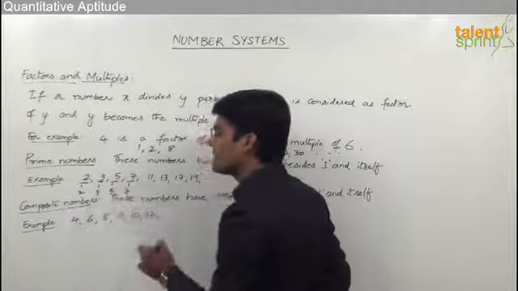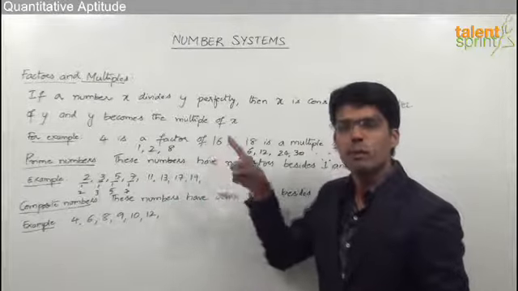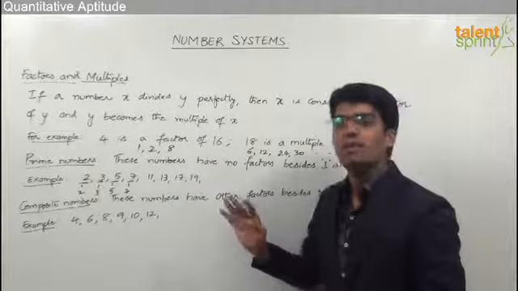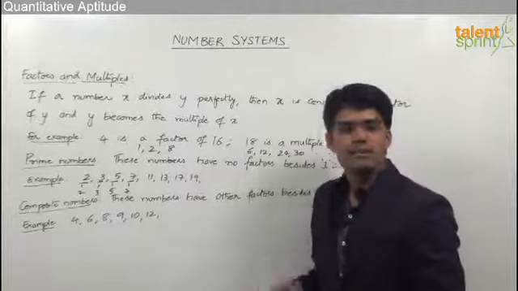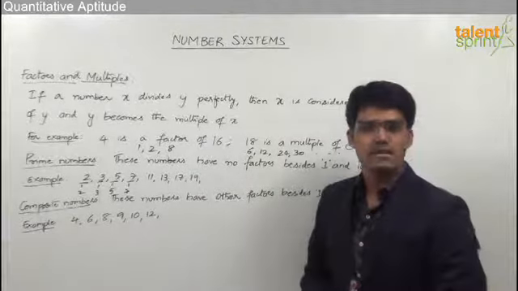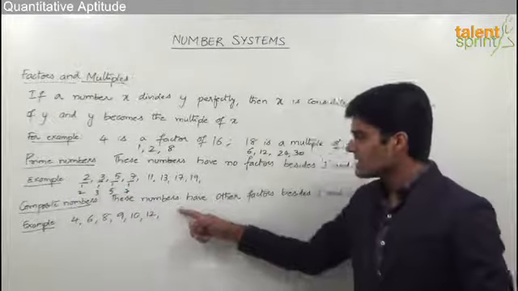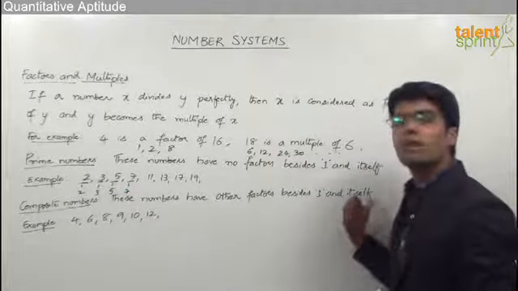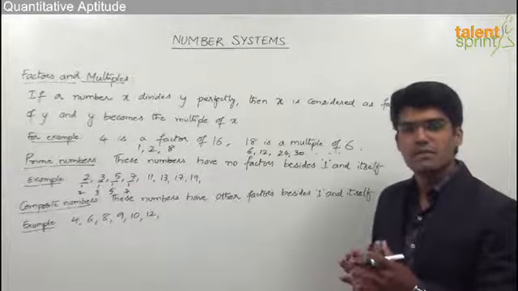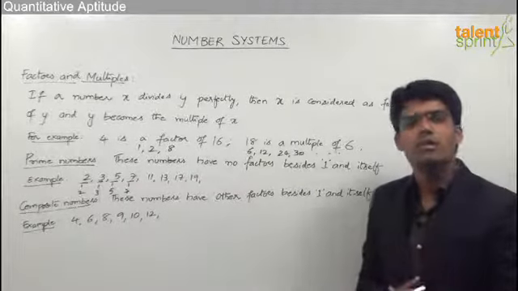For 7, 1 and 7. These numbers are divisible only by 1 and by the number itself. No other number can exactly divide such numbers. So these numbers are called prime numbers. Next comes composite numbers. Composite numbers are the numbers that have other factors besides 1 and itself. So the numbers which have more than two factors are called composite numbers.